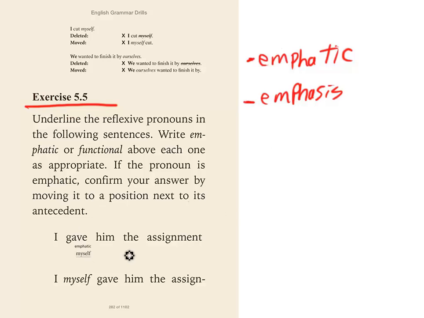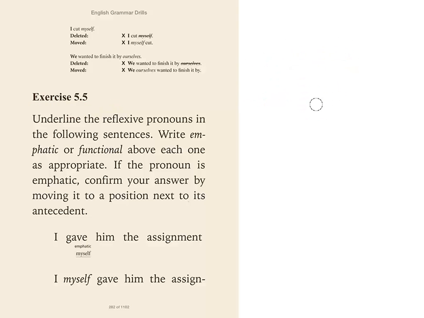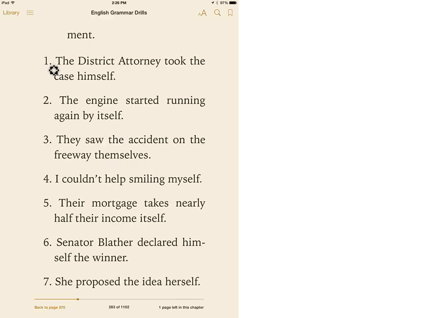If it's used for emphasis, if you can move it around in the sentence and you can delete it and still have the sentence complete, then you would put emphatic above it. So, I gave him the assignment. I myself gave him the assignment. So that's the emphatic use. Is it used as a functional use? Functional means it is necessary to the sentence, or it's used in the emphatic, which means it's not necessary to the sentence. The district attorney took the case himself.